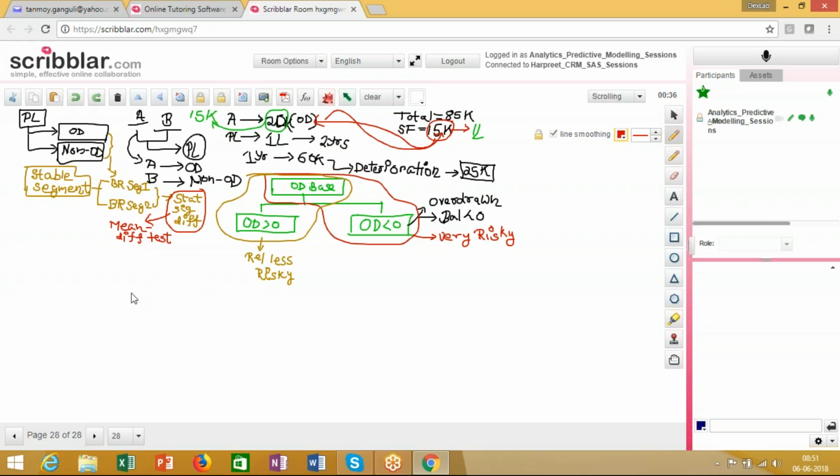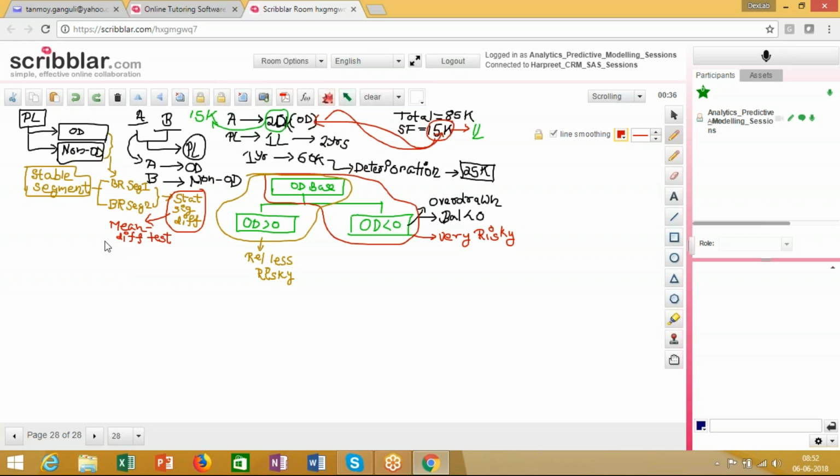This is where the mean difference test becomes important. This is where we use the mean difference test.